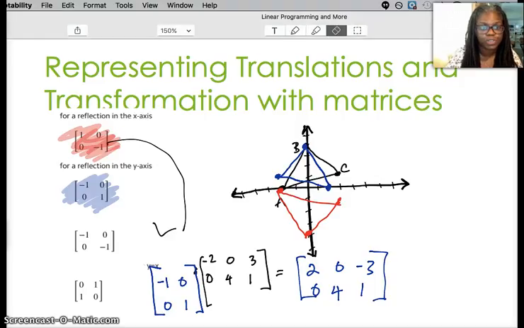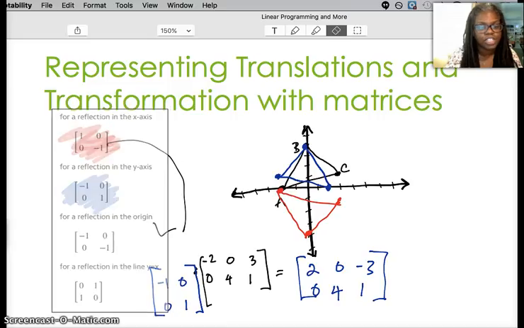So I'm going to allow you the fun of trying these next few while revealing what they should do. So this guy should give us a reflection in the origin. So that's kind of like a double reflection, a reflection over y and a reflection over x. Sometimes that looks like a rotation. And this one should give us a reflection.